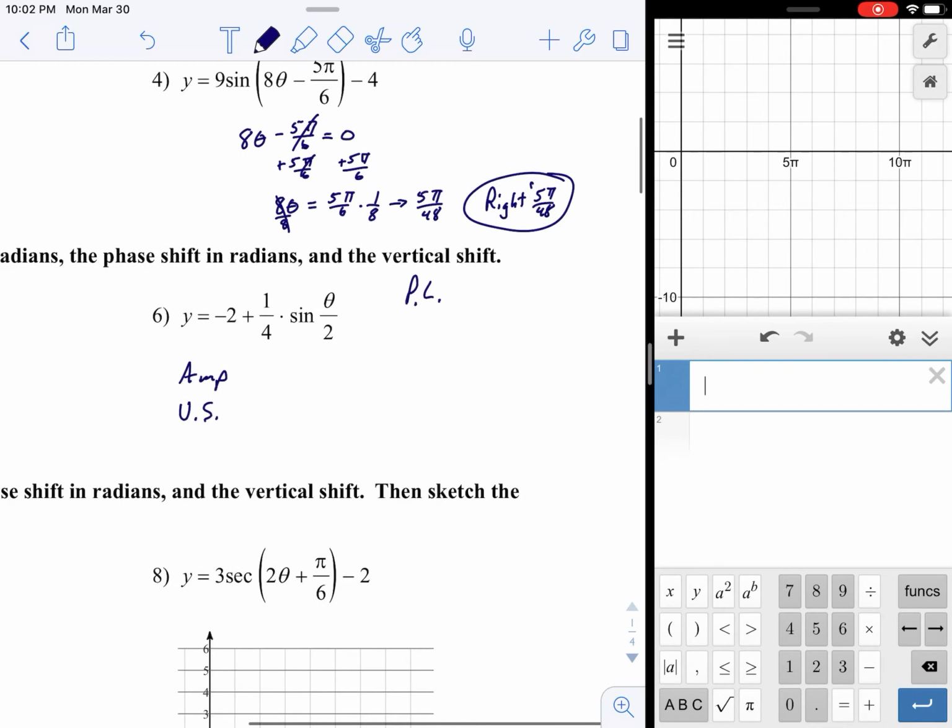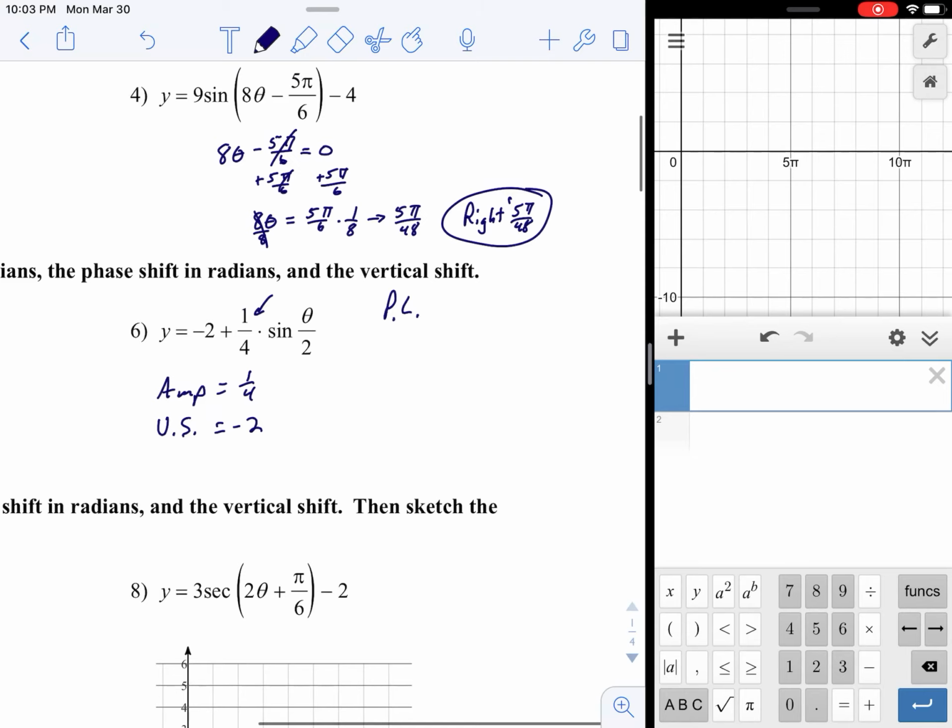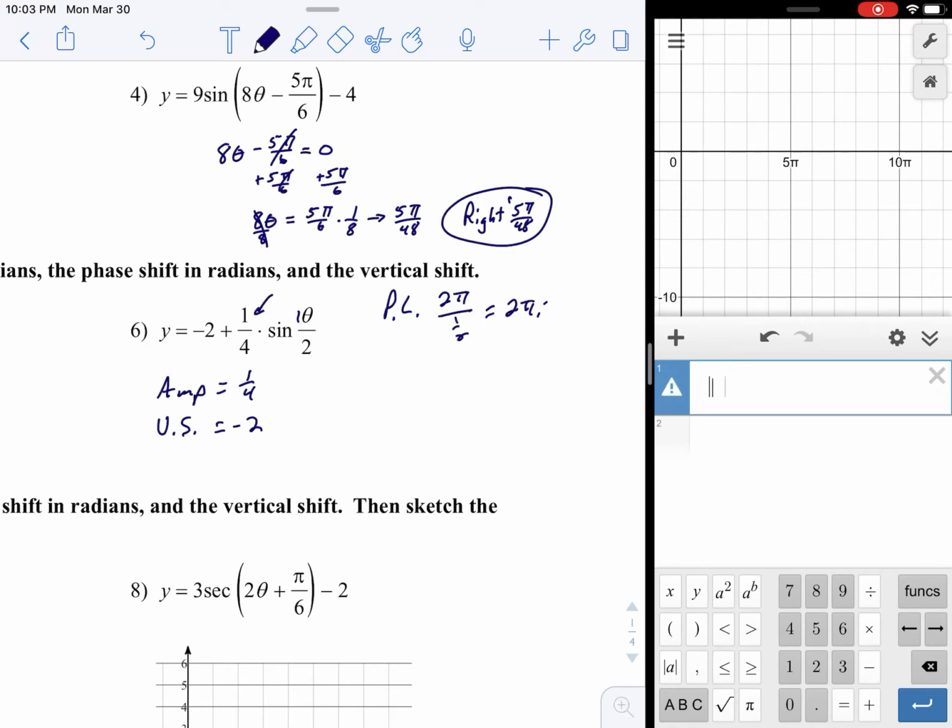So amplitude, that's the coefficient of the trig function itself. So the amplitude here is 1/4. This wave is 1/4 the height of a regular wave. Vertical shift is the number added or subtracted that can be in front or after, just not in parentheses. This one happens to be in front, so the vertical shift is -2. The period length is 2 pi divided by, in this case, 1/2. Well, that works out to be 2 pi times 2 over 1, which is 4 pi.